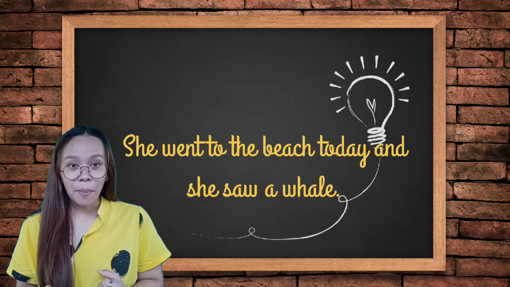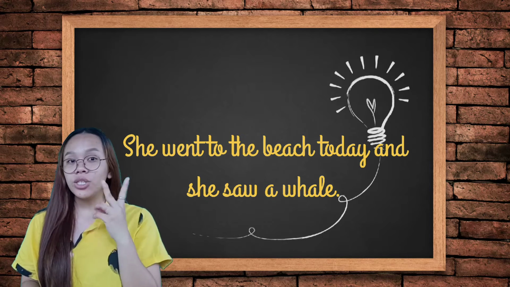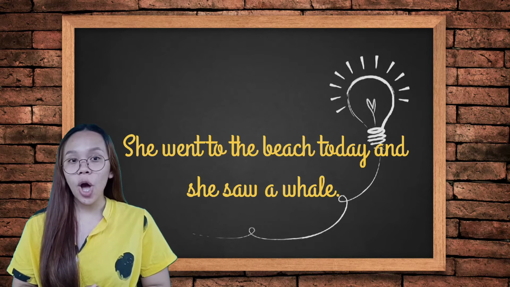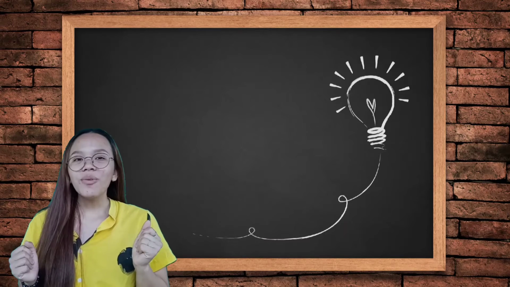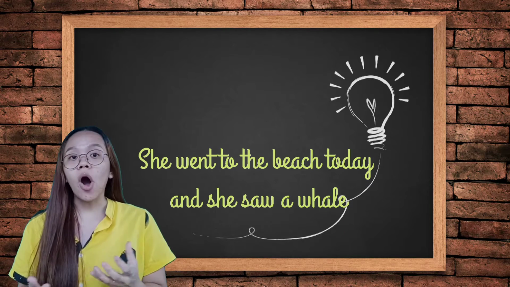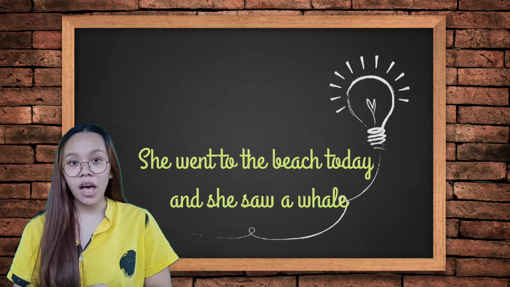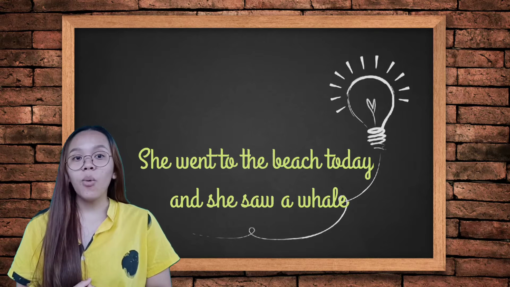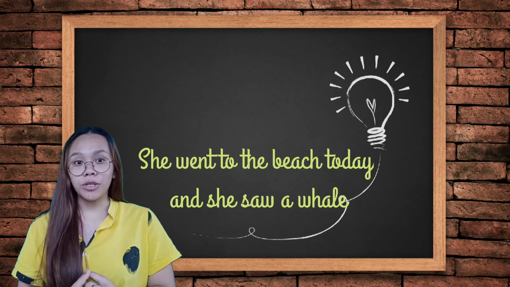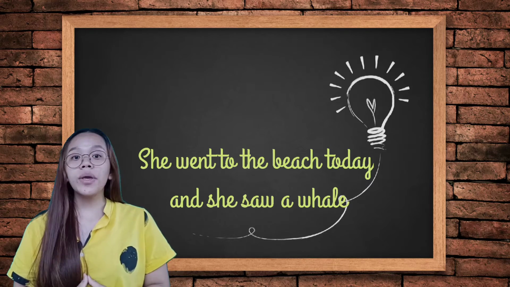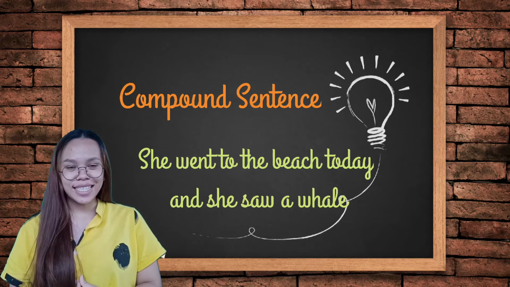In this example, we can see that there are two independent clauses here, and compound sentences are usually joined by a conjunction. Alright, so the first clause, "she went to the beach today," which we already know is an independent clause, and then the second independent clause is "she saw a whale," and "and" is in the middle for joining both independent clauses, and this is what we call a compound sentence.